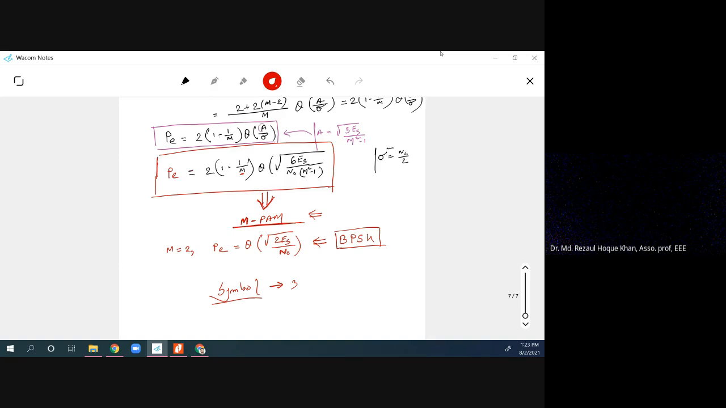So this is a very practical use for high speed data rate. We can use multiple bits in a single symbol so that a higher data rate can be achieved.